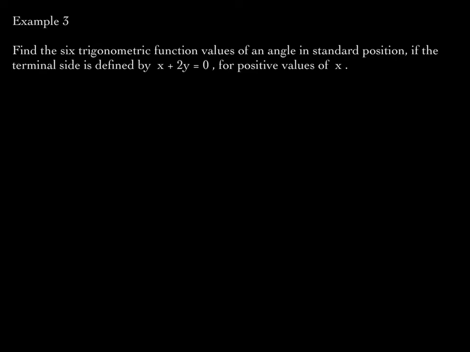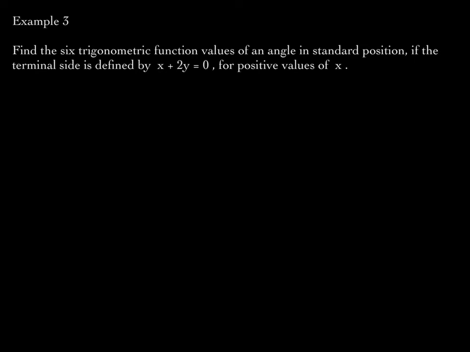All right, check out this example. I like it a lot. Find the 6 trigonometric function values of an angle in standard position if the terminal side is defined by the equation x plus 2y is equal to 0 and x is positive. Okay, so I suggest you and I draw a picture.